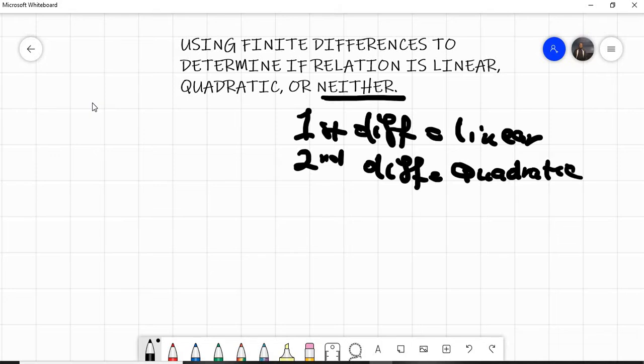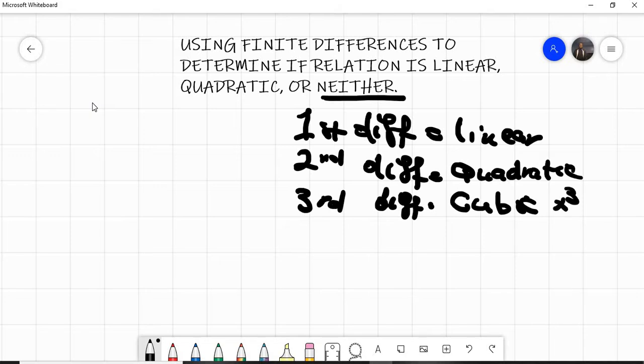But when you're in grade 12, the third difference will be cubic. A cubic function means y is equal to x cubed. We are not learning that now. When you are in grade 12, you're going to learn x cubed, x to the fourth, or x to the fifth, but these are grade 12 and up.